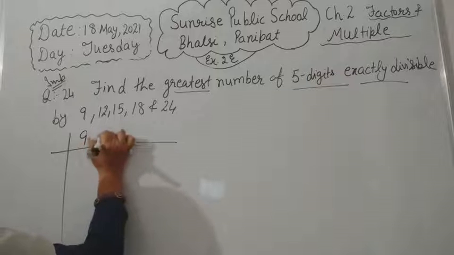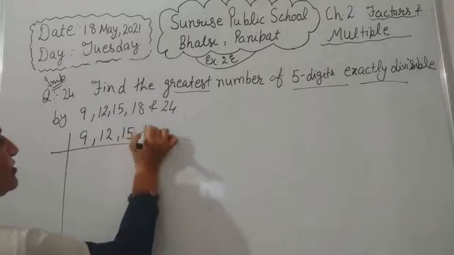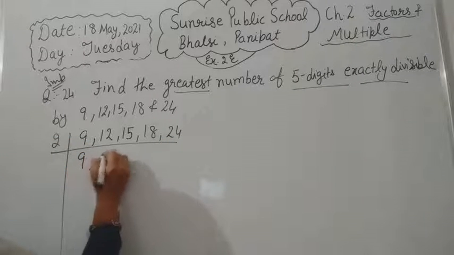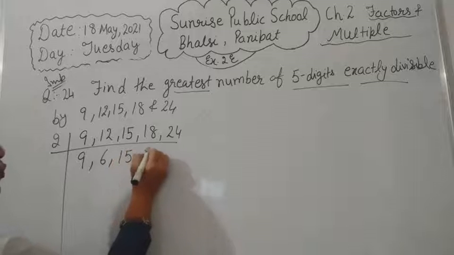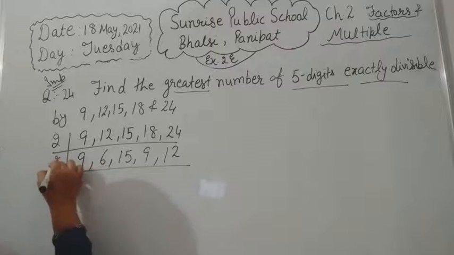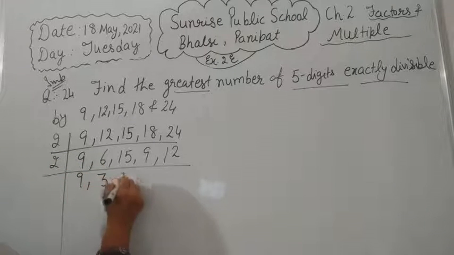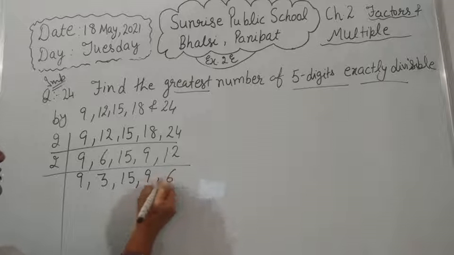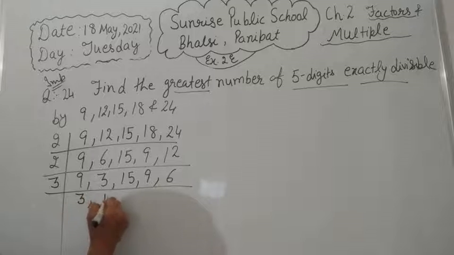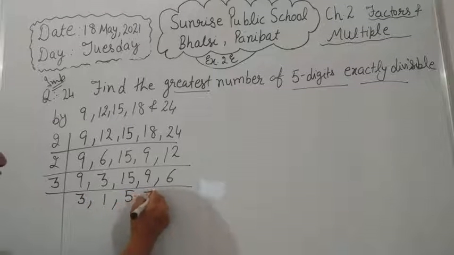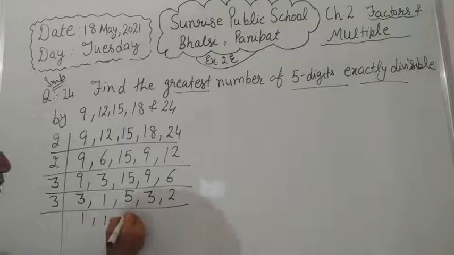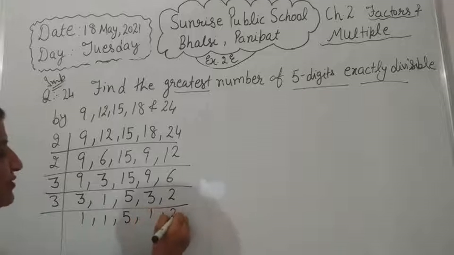First of all we find the LCM of all these numbers, and these numbers are divisible by 2. So we write here 9, 2 6s are 12, 15, 2 9s are 18, and 2 12s are 24. Again by 2, 9, 3, 15, 9 and 6. Now these numbers are divisible by 3. 3 3s are 9, 3 1s are 3, 3 5s are 15, 3 3s are 9 and 3 2s are 6. Again all these numbers are divisible by 3. 5 is as it is and 2 is as it is.